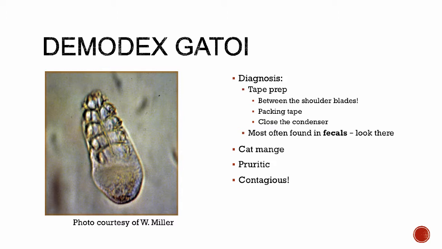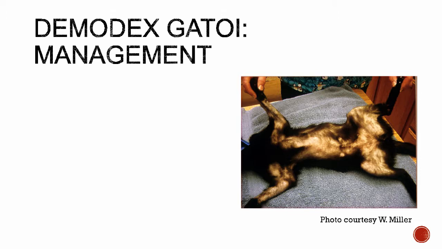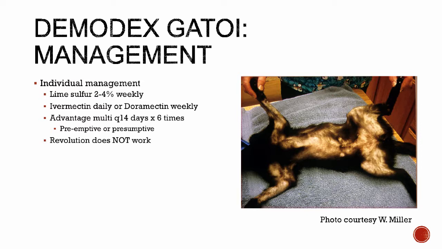So this is more of a management issue. It is non-follicular, like I said, so it comes off in grooming. So the management of this is going to be a little bit more like sarcoptic mange, which is why I had it follow that, even though it's Demodex gatoi in cats. So you can use lime sulfur.